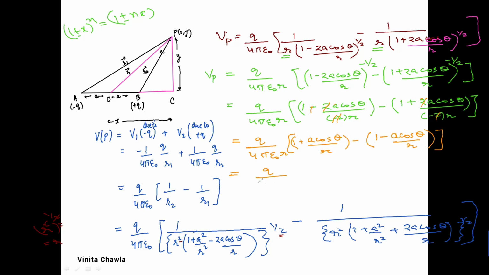Q upon 4 pi epsilon naught r. So we can write 1 plus a cos theta by r minus 1 minus minus plus a cos theta by r bracket close. 1 1 cancel हो जाएंगे.